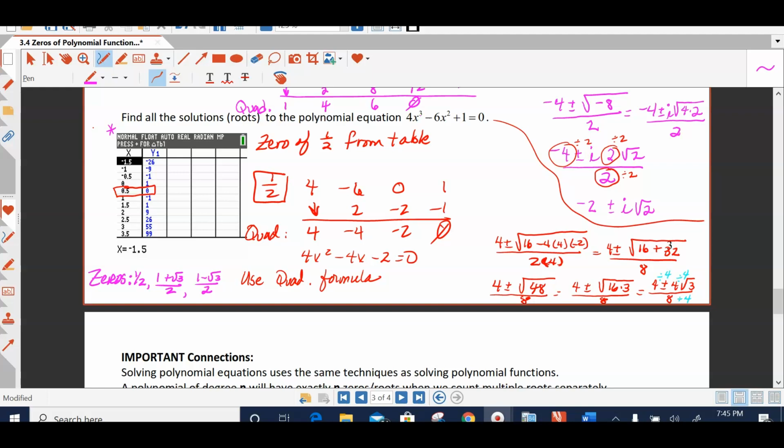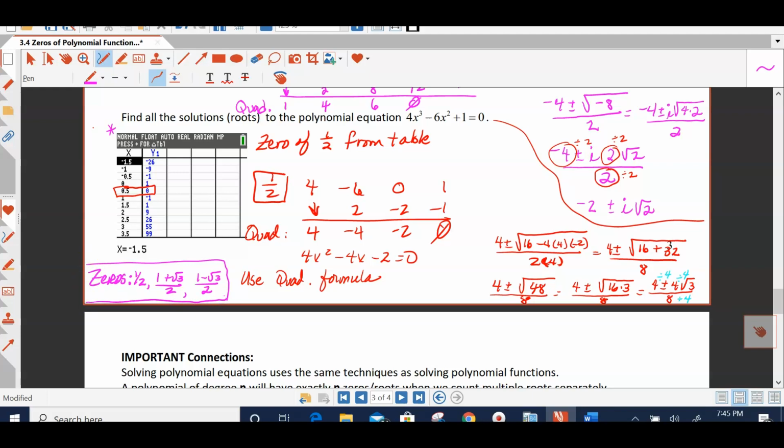You go to your calculator, we look at the graph. I found a 0 from my table, and the 0 was 0.5, which is a half. That was my starting point, because if I know one of my zeros and the total is 3, I can get the last 2 from the resulting quadratic. So the resulting quadratic was 4x squared minus 4x minus 2. Here is my quadratic formula work, and right here would be my list of zeros. So you can compare your work to mine.